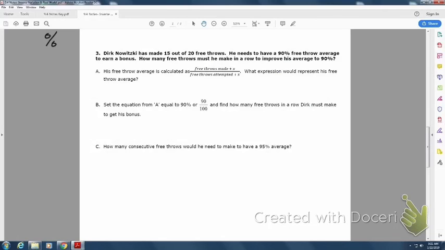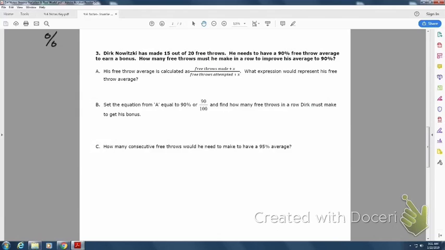Most of these problems are usually talking about sports because that's an easy way to pull some kind of statistic out. And it's saying that this certain athlete has this percentage on this stat and he wants to increase it to this percentage. Okay, pretty much every time it's going to be some kind of increase. And so that's how you know that you're dealing with this. So it says Dirk has made 15 out of 20 free throws. He needs to have a 90% free throw average to earn a bonus. How many free throws must he make in a row to improve his average to 90%?